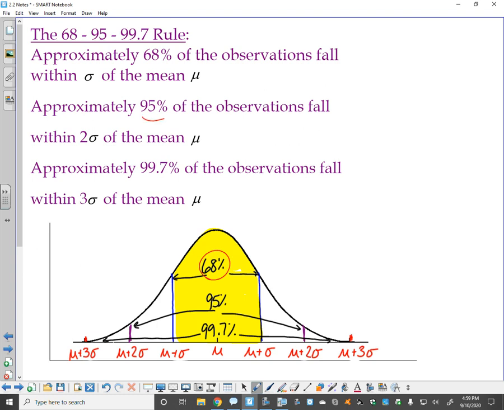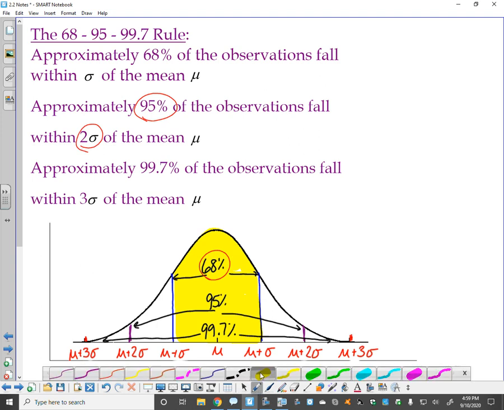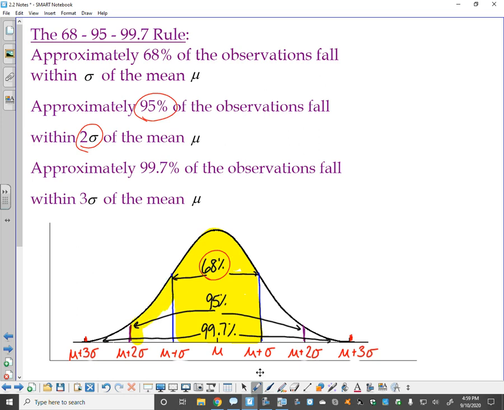Okay, now check this one out. We go from 68 to 95, and that's within 2 standard deviations. So now I'm looking all the way over here, including this middle chunk, and all of this. So everything you see that's yellow is 95% of my data. So 95% of the observations that you take, whatever it is that you're recording, will fall within 2 standard deviations of your mean if your data is normal.